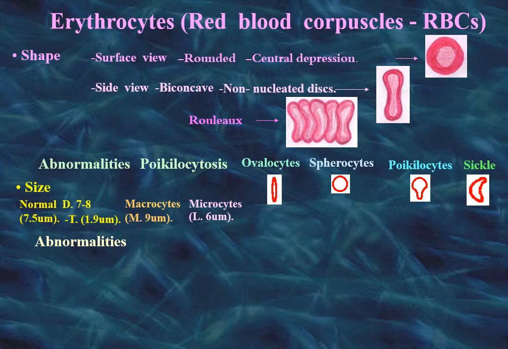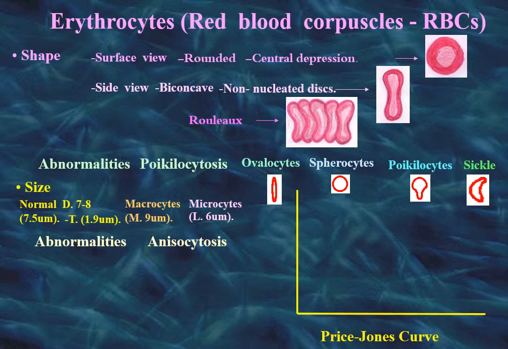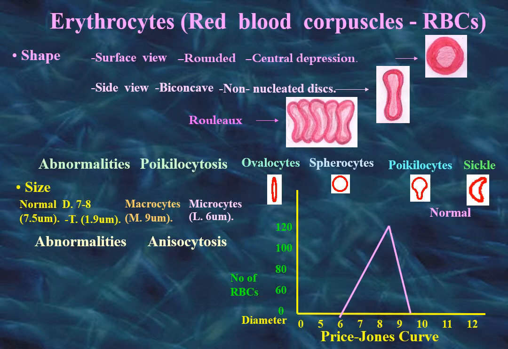Abnormalities. Variation in the size of RBCs is called anisocytosis. This could be detected by Price-Jones curve. Price-Jones curve is a drawing curve between the number of red cells and their diameter. Normally, in normal blood, its peak ranges between 6 to 9 micron.